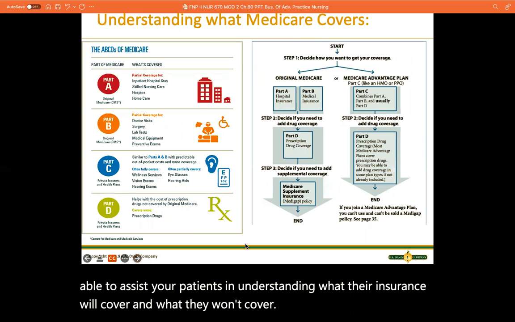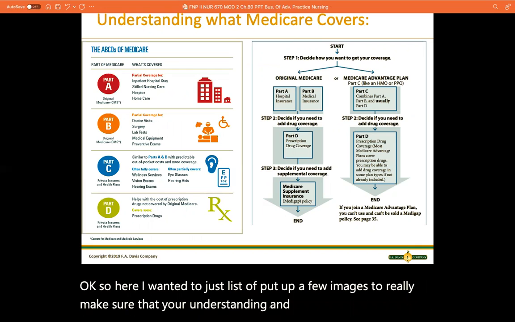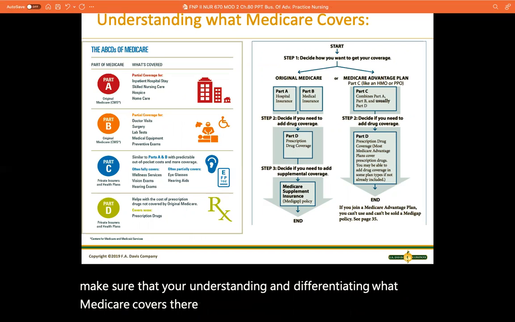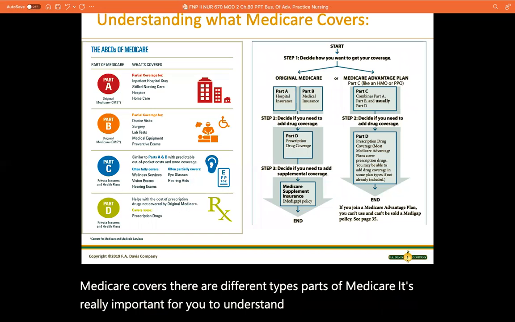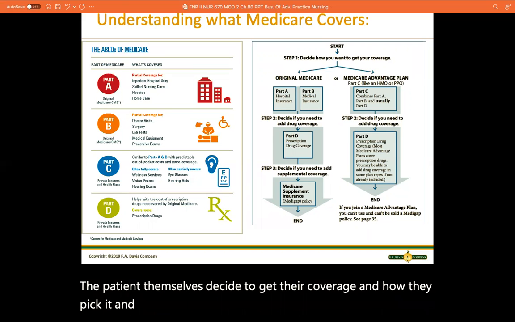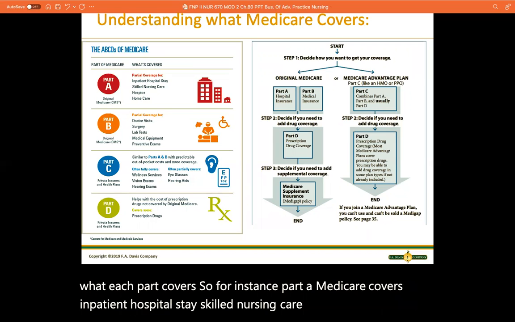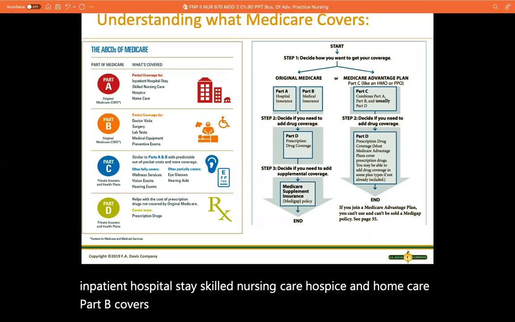Okay, so here I wanted to just put up a few images to really make sure that you're understanding and differentiating what Medicare covers. There are different parts of Medicare. It's really important for you to understand how the patient themselves decide to get their coverage and how they pick it. And in order to understand that, you need to understand what each part covers. So for instance, Part A, Medicare covers inpatient hospital stay, skilled nursing care, hospice, and home care. Part B covers your doctor's visits, surgery, lab tests, medical equipment, and preventative exams.